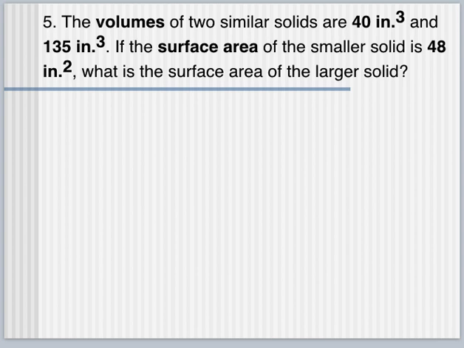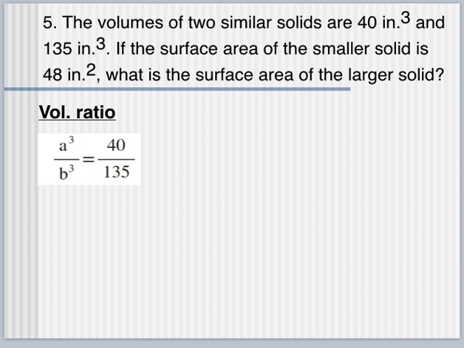With these types of word problems, a good place to start is to figure out what sort of measurement, whether it's volume, surface area, or scale factor, you already have both pieces for. Right now we have only one surface area number, but we have two volume numbers. So what we have right from the beginning is the volume ratio. That's the only measurement that we have two of. So let's make our volume ratio. You could either say 40 over 135 or 135 over 40. It doesn't really matter.